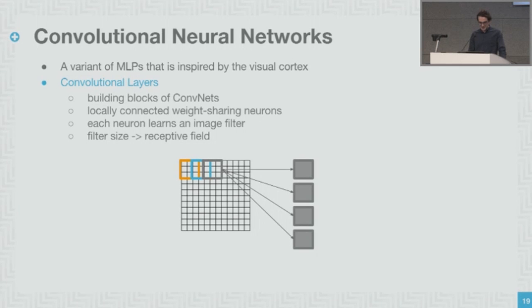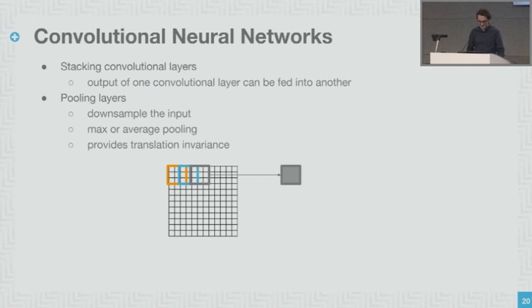So convolutional layers basically learn image filters, and each one of these filters is called a kernel, and we can compute their activations by performing the convolution operation. If you're interested in human brain analogies, here our filter size corresponds to the receptive field of the neurons in the human visual cortex. We can build convolutional neural networks by stacking convolutional layers on top of each other, feeding the output of one convolutional layer to another one.